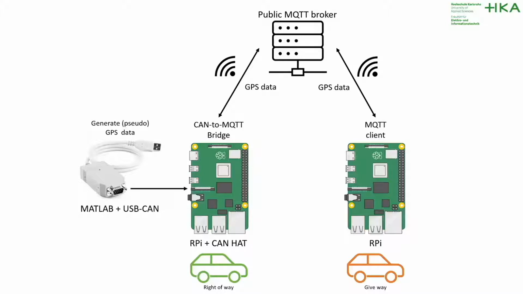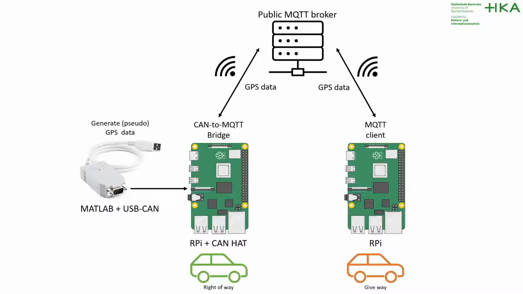The CAN frames with the GPS data are mapped into MQTT messages, which are transmitted to the public MQTT broker. The public MQTT broker makes the data globally available. So, the orange vehicle, which must give way, can subscribe to the GPS topic of the intersection. Accordingly, the intersection needs a local MQTT broker to provide the data for the intersection.